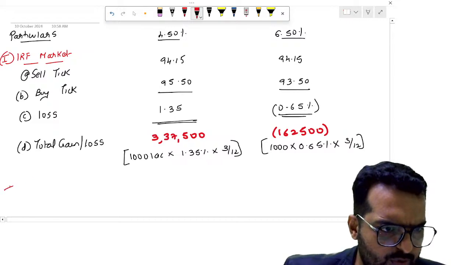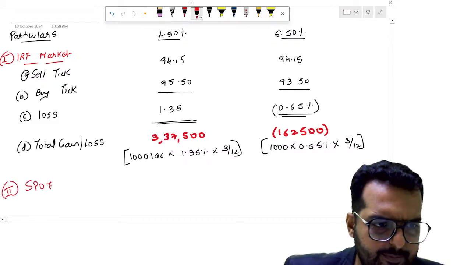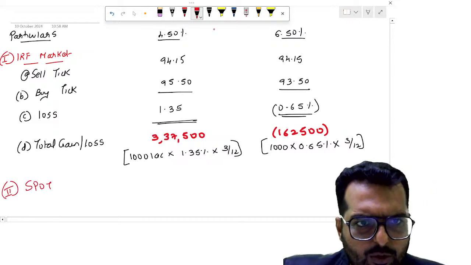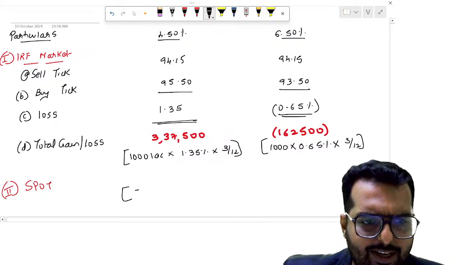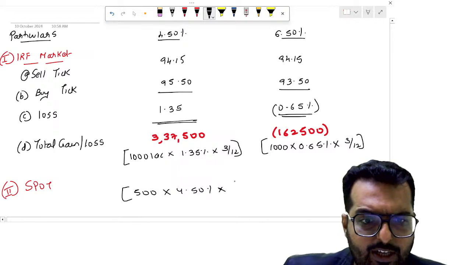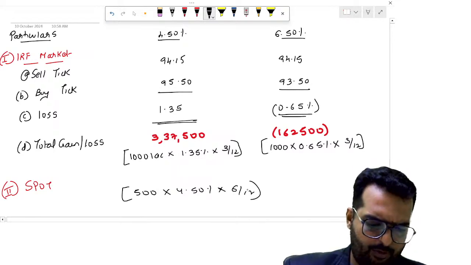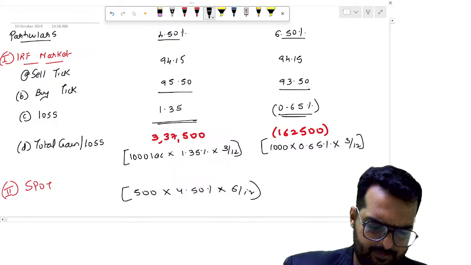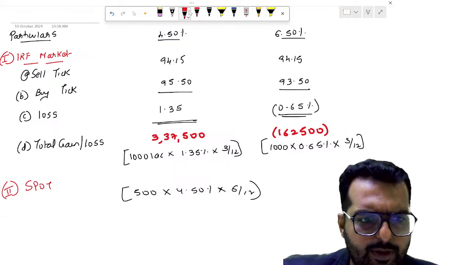What is the next thing that will come after this? I'll put Roman number 2. So you'll have to put the spot market. What will happen in the spot market? You're going to borrow only how much in the spot market? 500 lakh into 4.5% into 6 by 12. You're borrowing there for 6 months. 11 lakh 25,000.